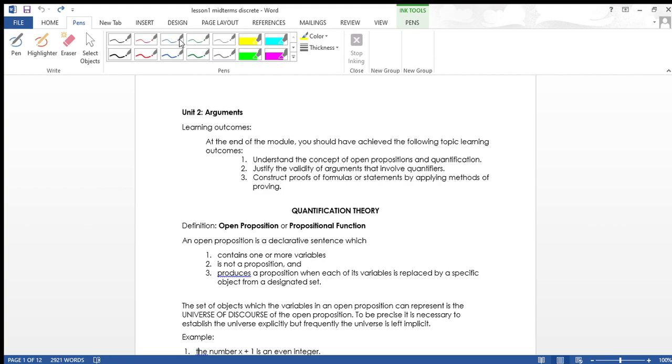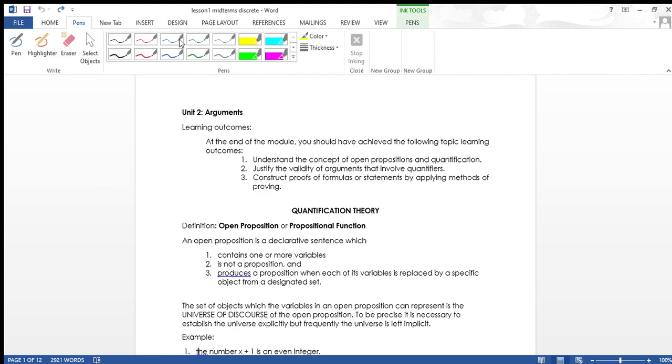I have already sent the module of this section during the prelims, and I hope that you have already read ahead of time this module. So before we proceed with the preliminaries of this section, let's first go through the learning outcomes for this section. We have three. So if your module is open already, read along with me. So we have our learning outcomes.